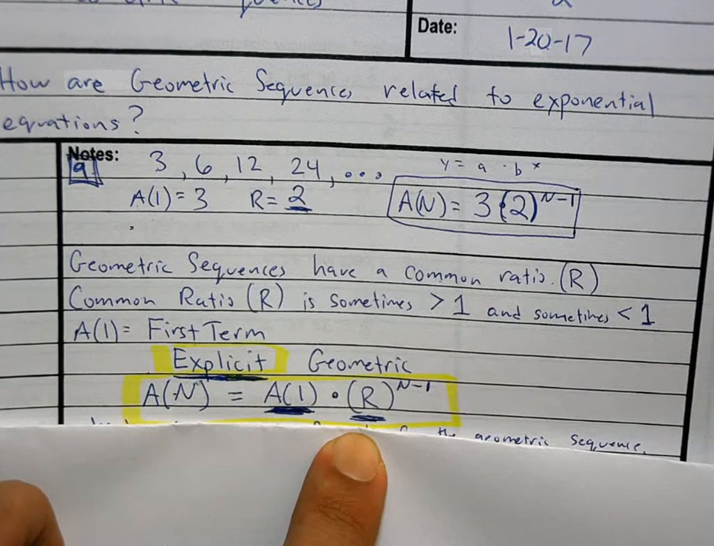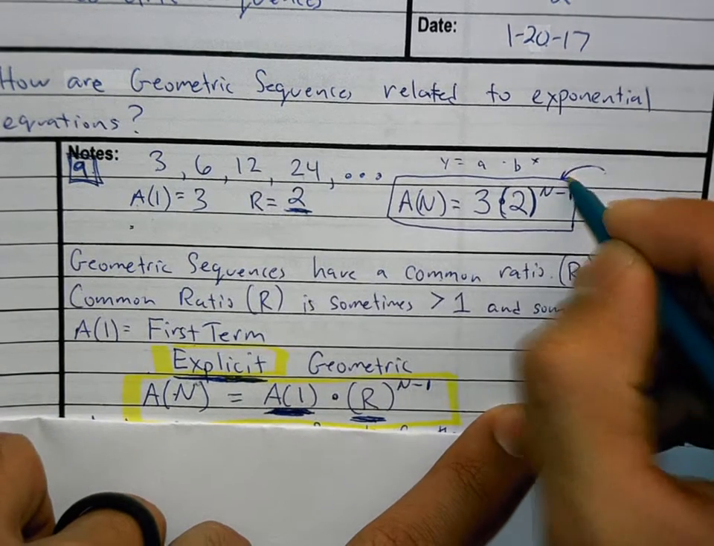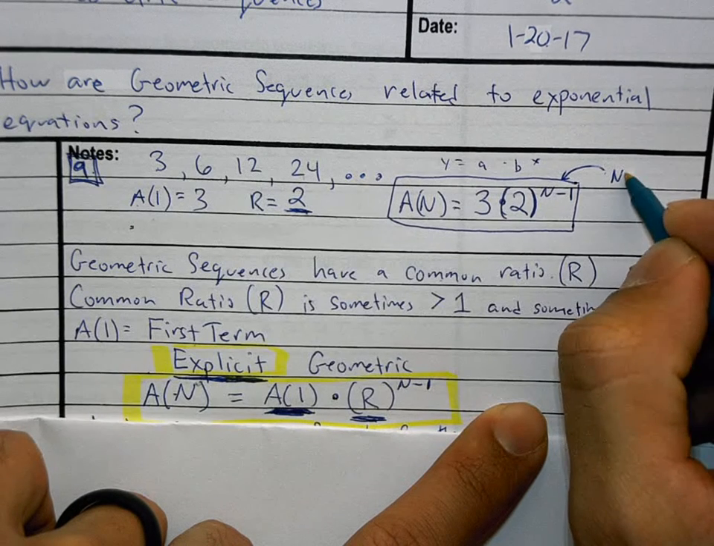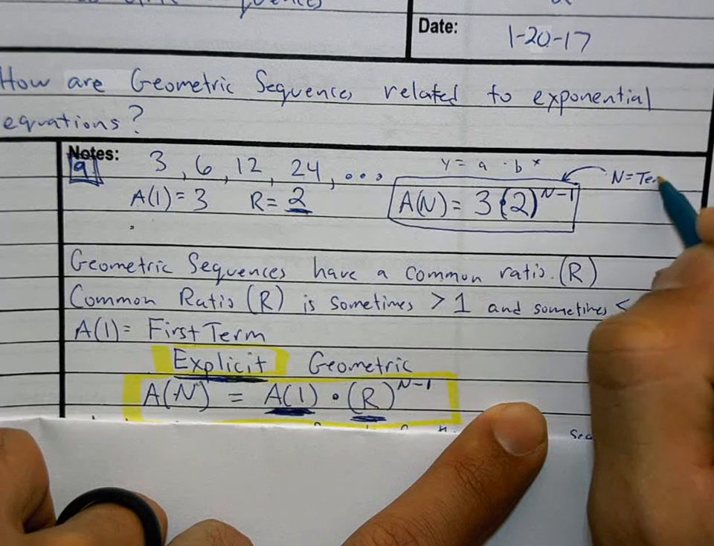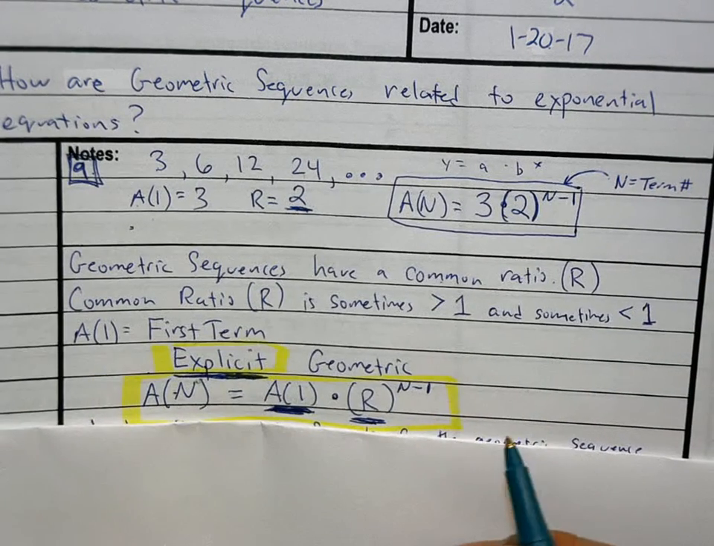Rachel, what is the n minus 1 supposed to be? N is going to represent the term number. Let me point an arrow to that n. N is equal to the term number. So if you plug in 12, you'll get the 12th term number.